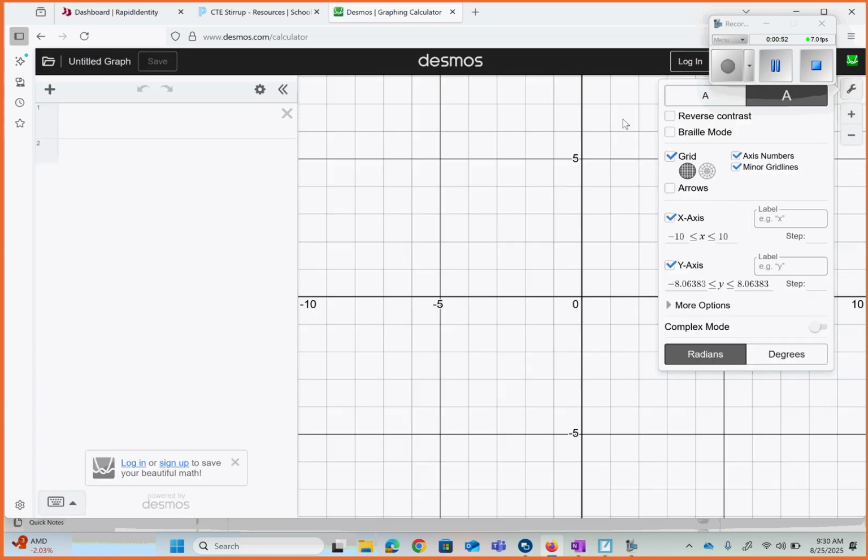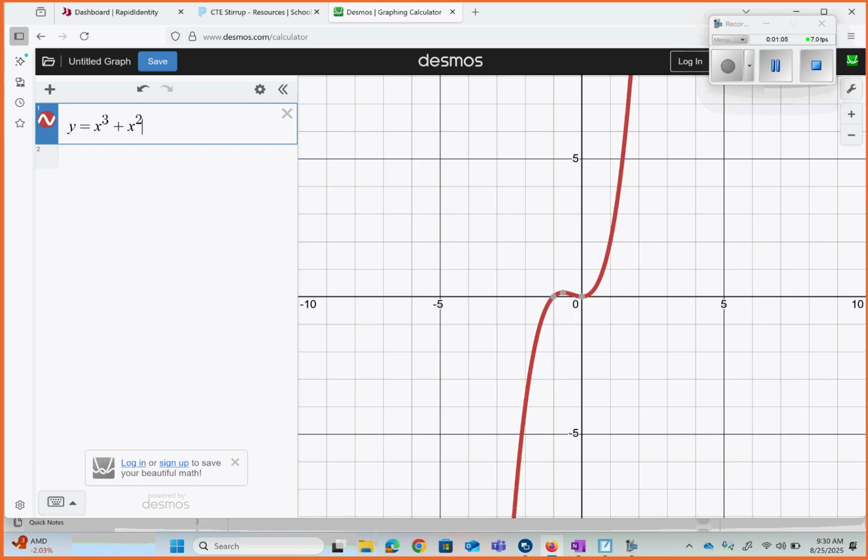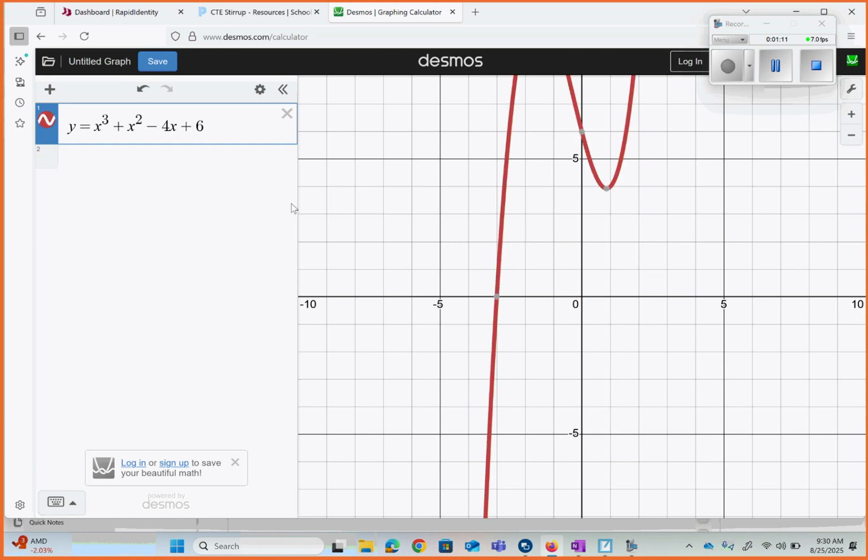Change h of x to just y equals, you have x raised to the third plus x raised to the second minus 4x plus 6. All right. So it says find all the zeros. Okay, so that's definitely a zero right there.